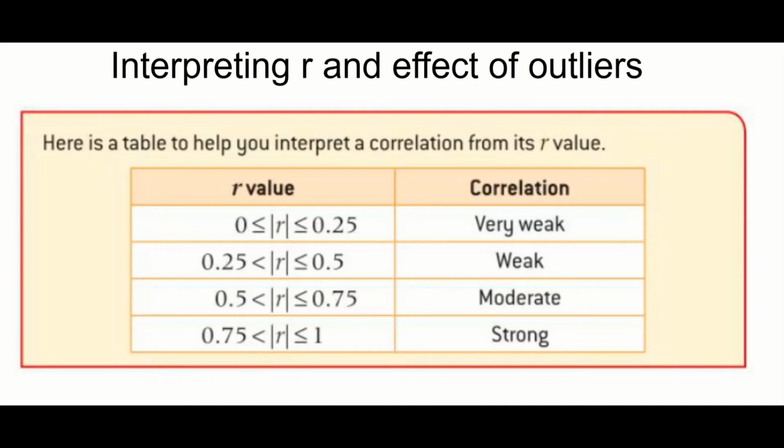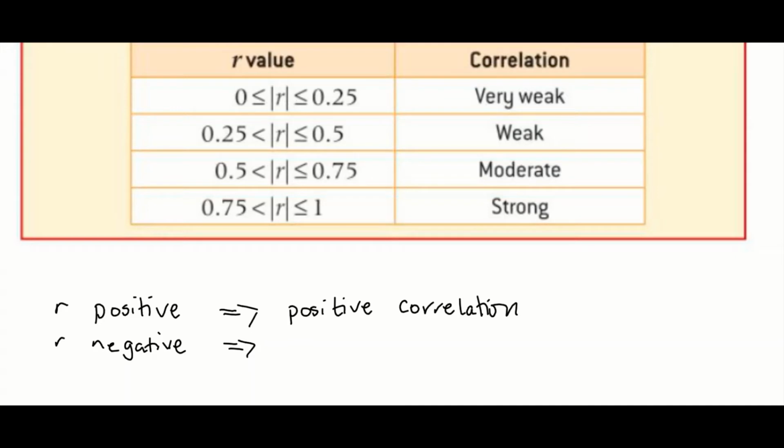And this strong correlation would be if R was between 0.75 and 1, or between negative 0.75 and negative 1. So as we saw in our last example, we had an R value of 0.8 something. So this is bigger than 0.75, so that was a strong positive correlation. If R is positive, then we have a positive correlation, and if R is negative, then we have a negative correlation. So the value of R tells us about the type of correlation that we have.